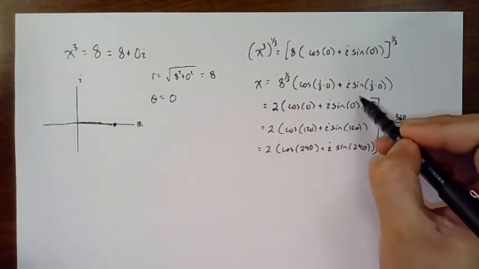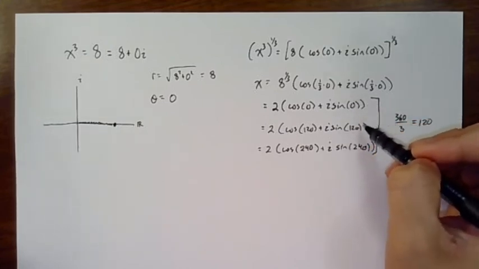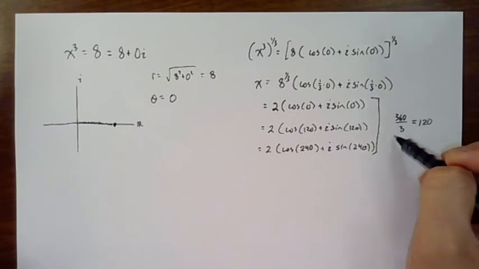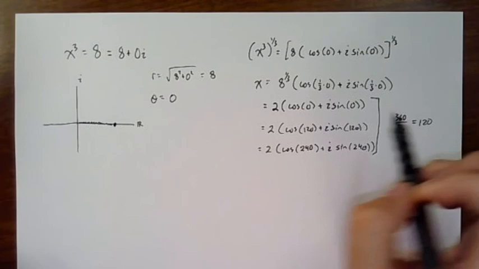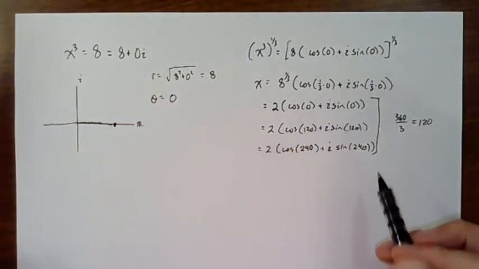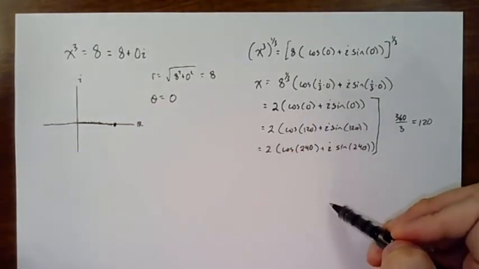We got this basic one from using De Moivre's Theorem, and these last two by using the fact that they're equally spaced around the circle. So we just divide 360 by whatever our power is here to get a spacing, and add that on until we have the right number of solutions.